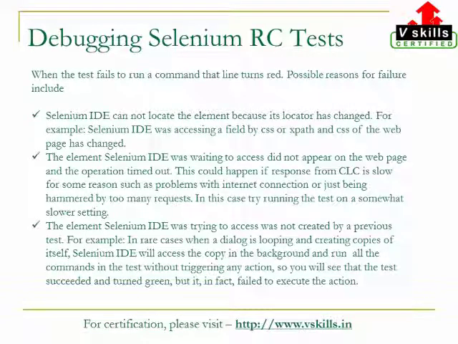Debugging Selenium RC tests. When the test fails to run a command, that line turns red. Possible reasons for failure include: Selenium IDE cannot locate the element because its locator has changed. For example, Selenium IDE was accessing a field by CSS or XPath, and the CSS of the web page has changed.